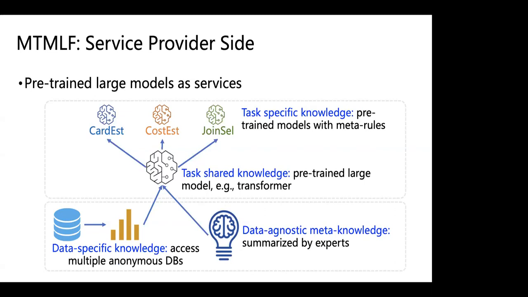On the service provider side, we use a pre-trained large model as a service, which stores the data-agnostic meta knowledge summarized by experts, and we access numerous DBs, using for example federated learning, to see different distributions, pre-train them and summarize them. On top of these pre-trained large models, such as a transformer, which is shared for different tasks, we also provide some small pre-trained models with meta rules to tune for different tasks.